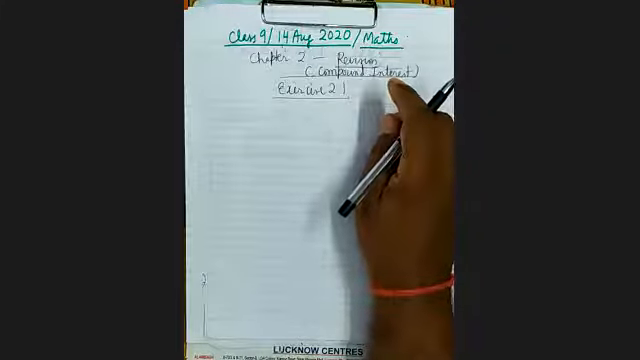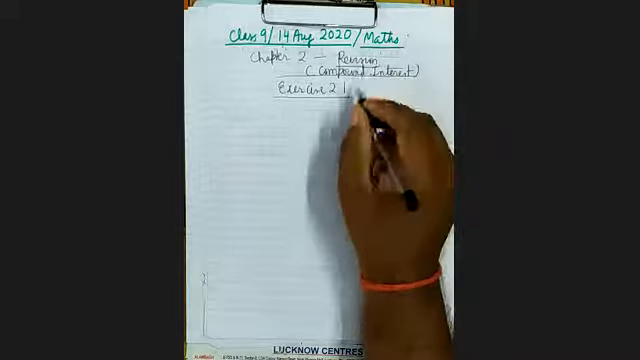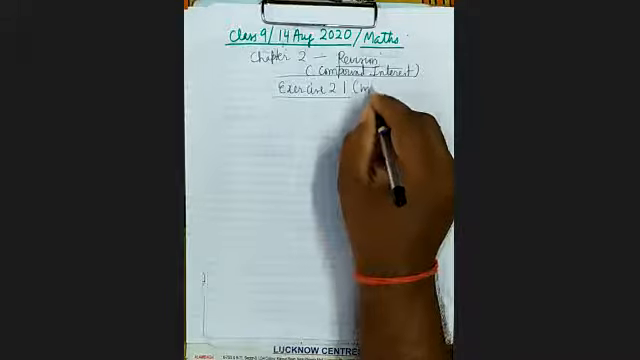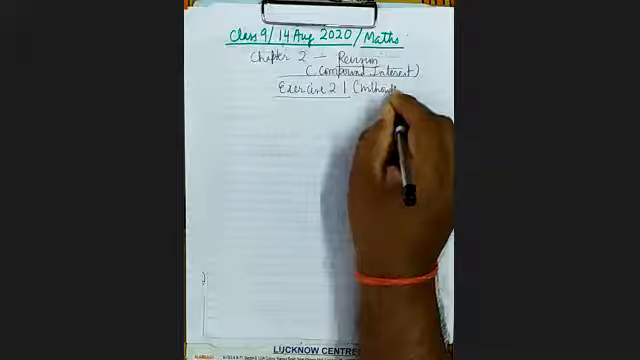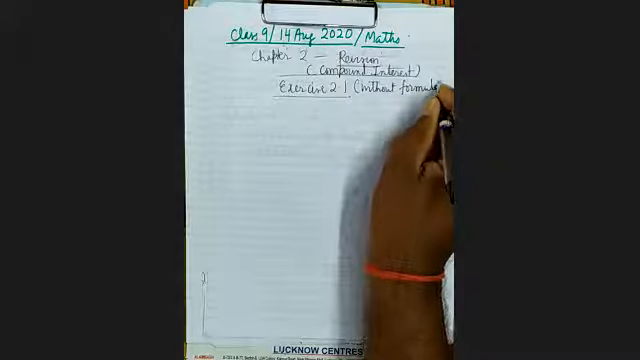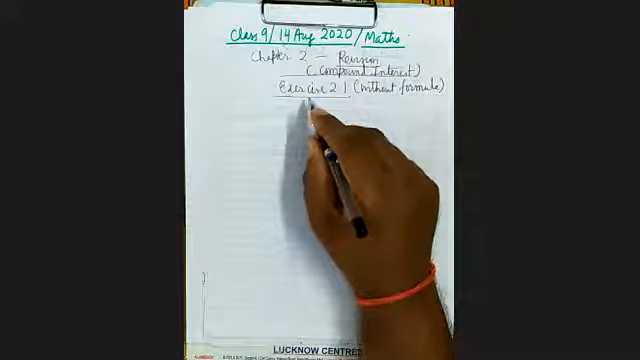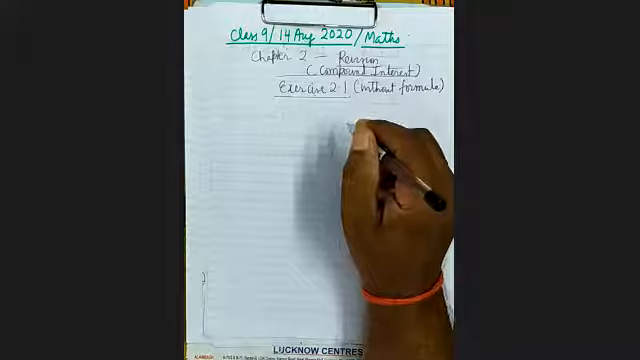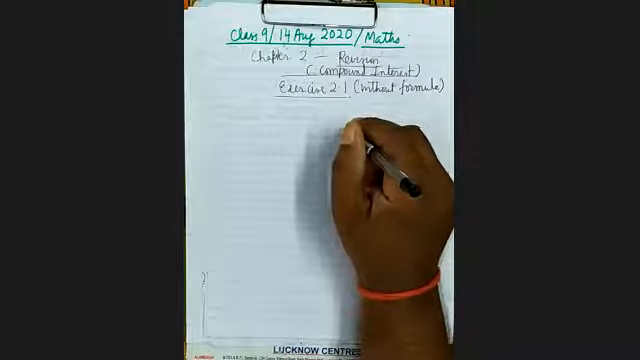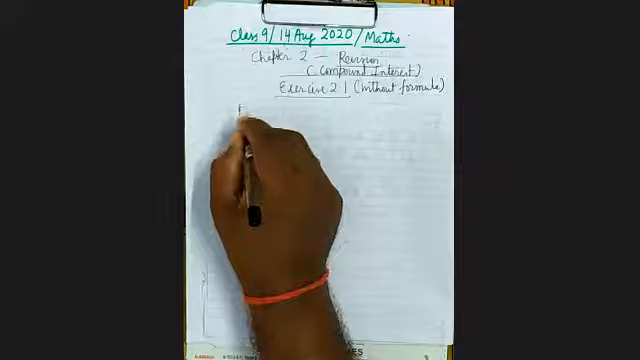Exercise 2.1 is based on the without formula method, in which we calculate interest year by year. Is that clear? For calculating CI, we will calculate SI year by year. Is that clear?